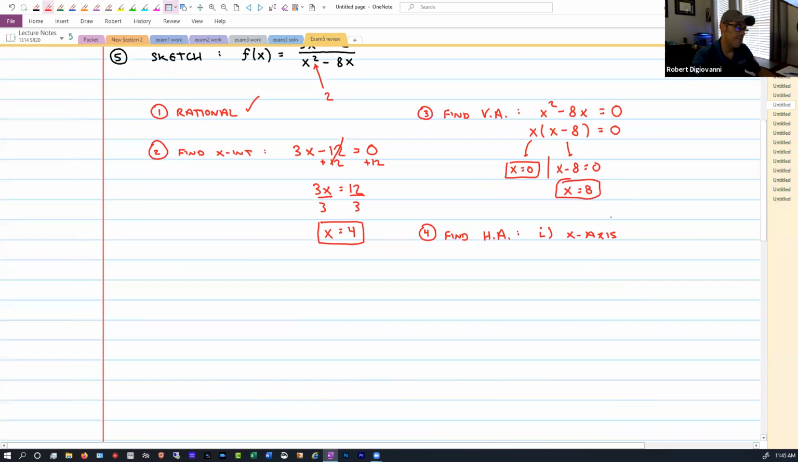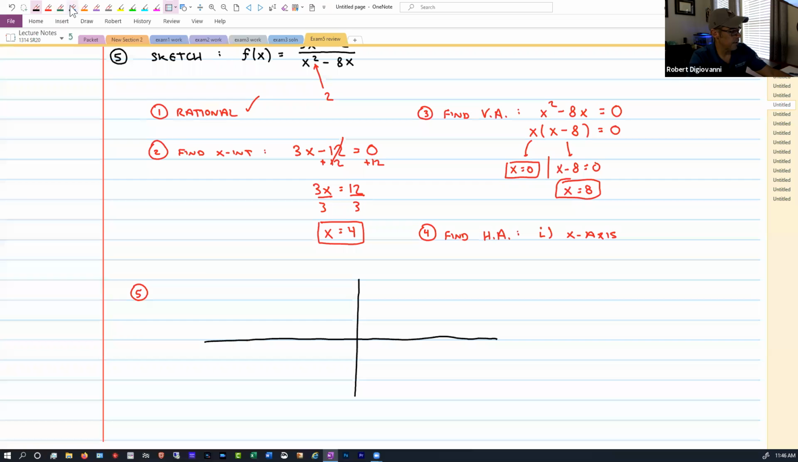All right, step 5 is to plot everything. That means put everything down on our graph. Starting out with the x-intercept, we have an x-intercept at 4. That is a dot on the graph. Then we have these vertical asymptotes, these vertical barriers. They happen at 8 and they happen at 0.